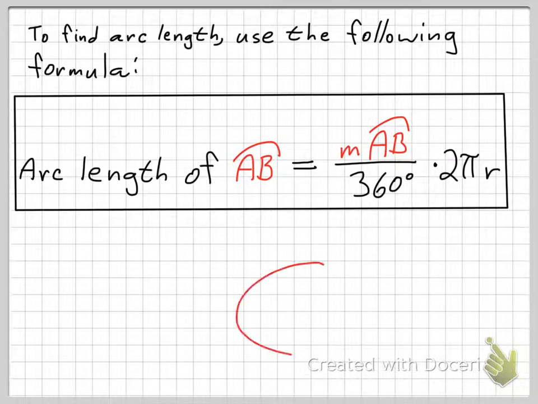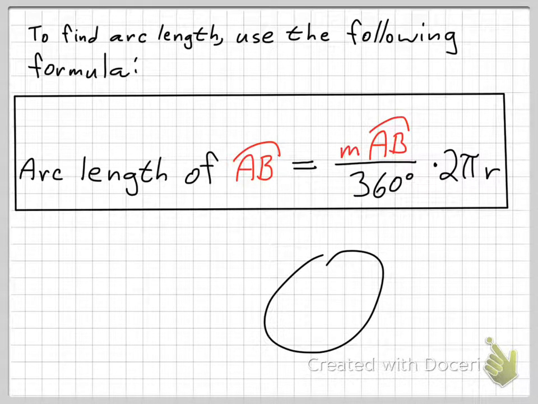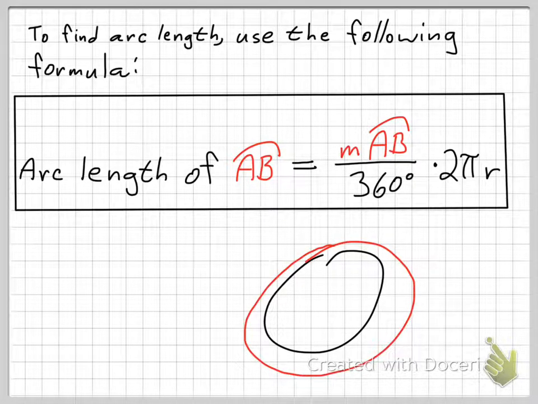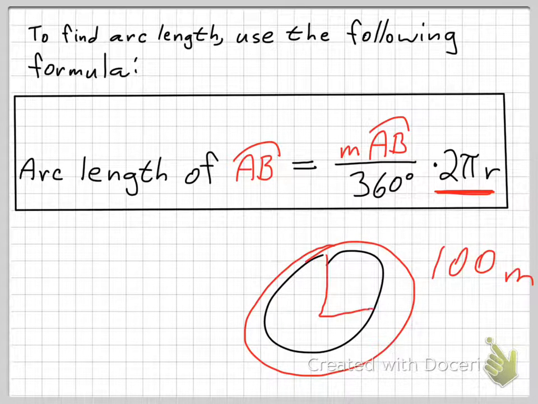In other words, say for example we have this circle, and we know the circumference of the circle, which is the whole entire distance around. Let's say the whole entire distance around this circle is 100 meters. And say we knew that this was 90 degrees, and I wanted to know this arc length from here to here.